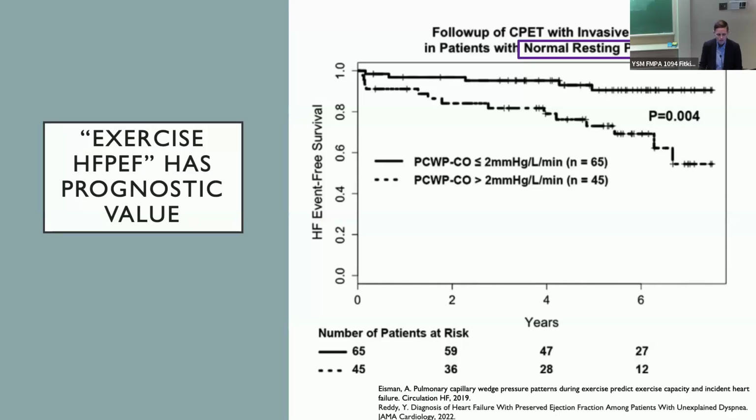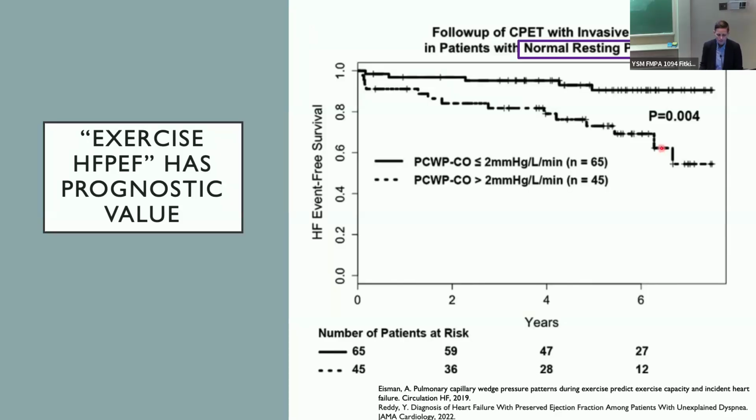Post-capillary exercise pH, or exercise HFpEF, also seems to carry prognostic value. Here we see that patients with normal resting wedge pressures but an elevated wedge to cardiac output slope during exercise have worse outcomes, including death and heart failure events, and interestingly seem to be more likely to progress to elevated resting filling pressures over time.